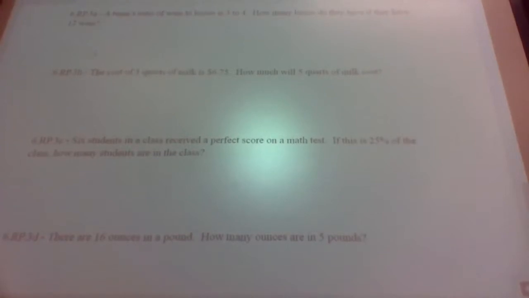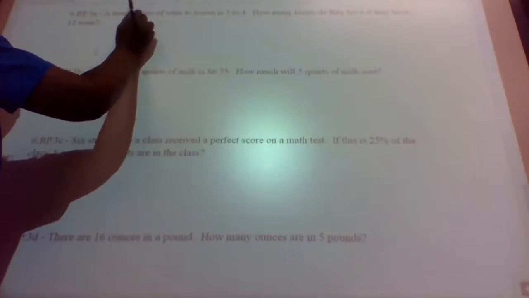All right, it says a team's ratio of wins to losses is 3 to 4. So the first thing I need to do is make a chart. I'm gonna make a chart of wins and losses. 3, 4, 3 at the top, 4 at the bottom. Did you not understand when I said the only time you're supposed to talk is if your hand is up and I ask you a question?